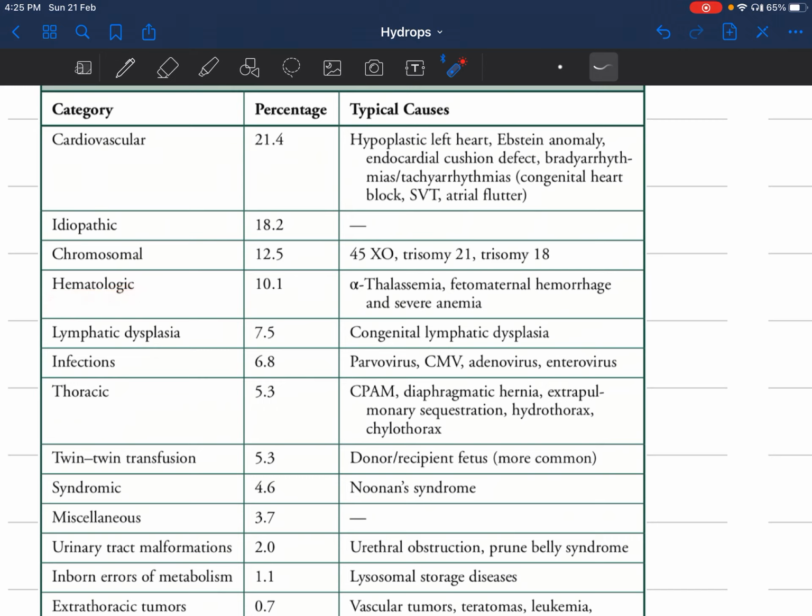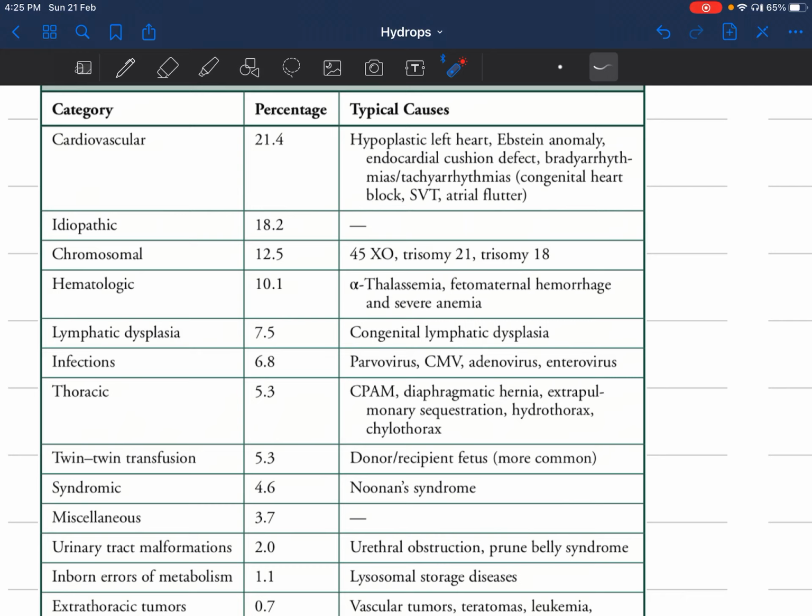Hematological. See, RH incompatibility came down, but any other hemolysis that can cause anemia can still result in Hydrops fetalis. So what can cause in utero hemolysis? It is thalassemia, alpha thalassemia, not beta. Suppose without hemolysis, can there be anemia? Yes, there can be anemia if there is a hemorrhage to the mother, a feto-maternal hemorrhage. So these two causes in hematologic you should remember.